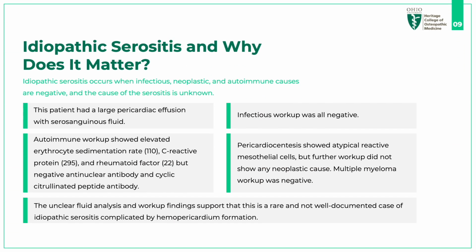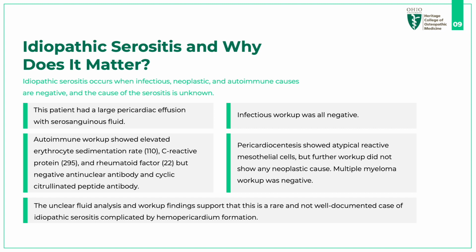To recap, idiopathic serositis occurs when infectious, neoplastic, and autoimmune causes of serositis are ruled out. This patient had a large pericardial effusion with serosanguinous fluid. Infectious workup was all negative. Autoimmune workup showed elevated ESR, CRP, and rheumatoid factor but negative ANA and CCP antibodies. Pericardiocentesis also showed atypical reactive mesothelial cells, but further workup did not show any neoplastic cause. Multiple myeloma workup was also negative.